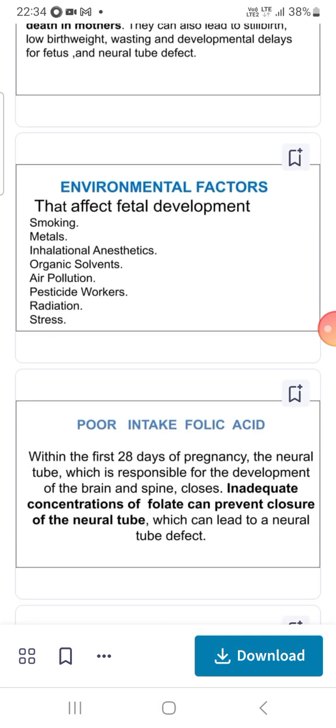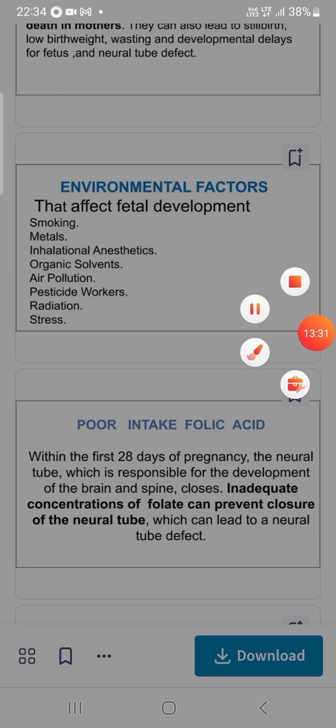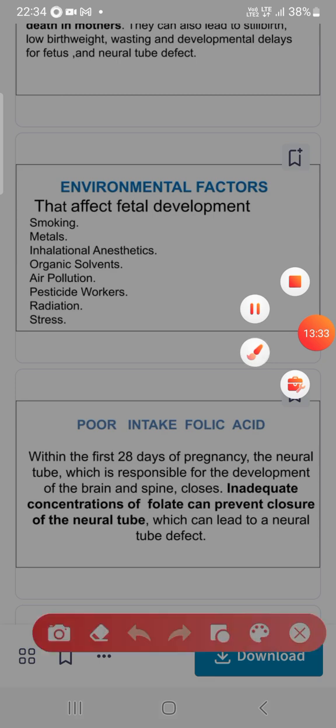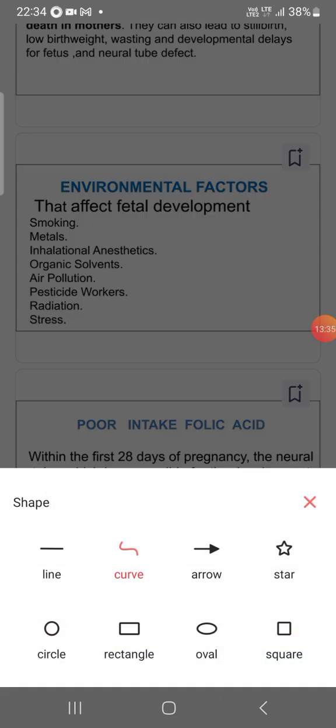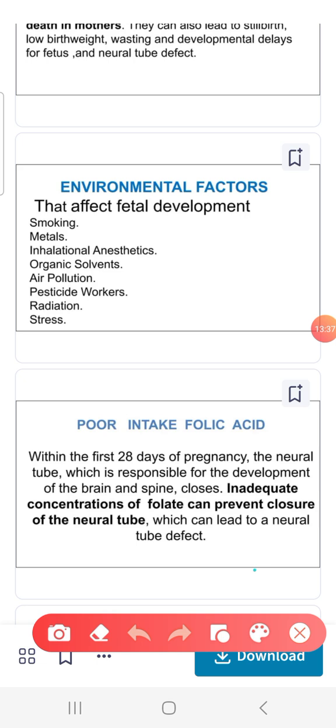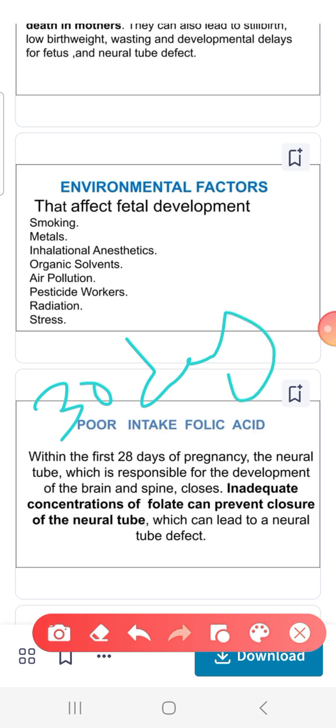So the next one, poor intake. This is very, very important for you. Poor intake of folic acid. So first, within the first 28 days of pregnancy, the neural tube defect mostly occurs, meaning within 1 month, 30 days. Within the 30 days, these types of problems develop.